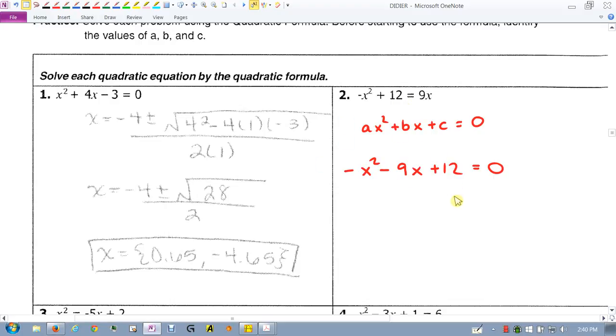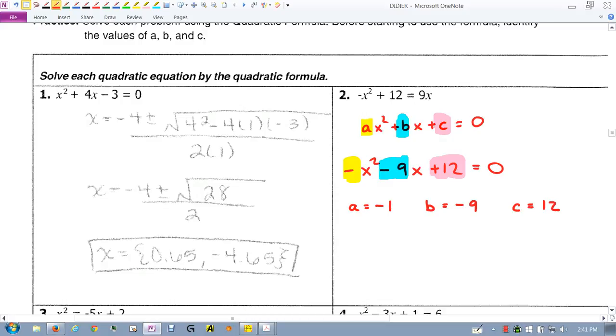Let's identify a, b, and c. A is the number in front of x squared. B is the number in front of x, and C is the number by itself. So A, B, and C are always numbers. A, B, and C never have x in them. So when you write down what A is, it's just a number. B is just a number. C is just a number. So tell me what A is here for us. What is it? -1. Right? It's the number in front of x squared. It's not -1x squared. It's just -1. What's B? -9. What's C? 12. So you got to make sure you keep the sign of what they are.